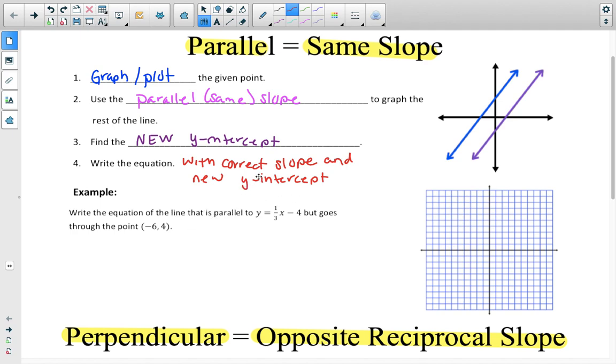We can also do this if you cannot find the new y-intercept because it is a fraction or a decimal and you can't see it clearly on the graph. You can do it algebraically, which will be done in a separate video.